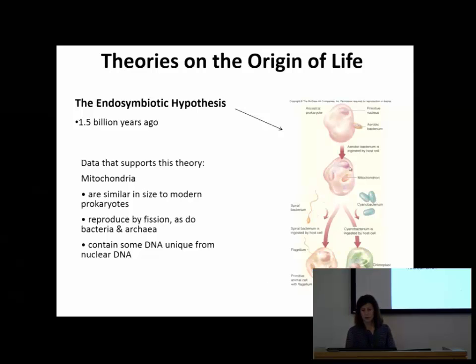Why not? A large prokaryote ingests a small aerobic bacteria. They live in mutualistic symbiosis. Over time, the aerobic bacteria becomes mitochondria. And there's the three things that tell us that this happened, the evidence to support that.